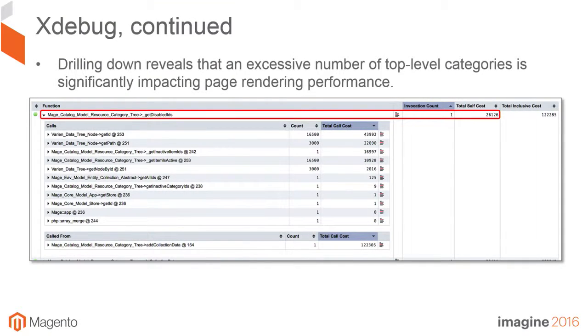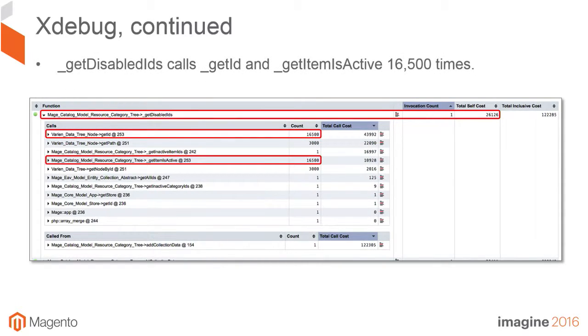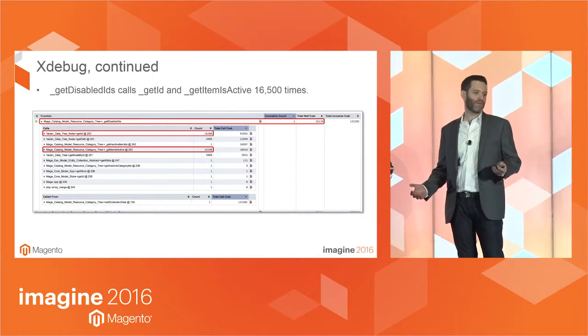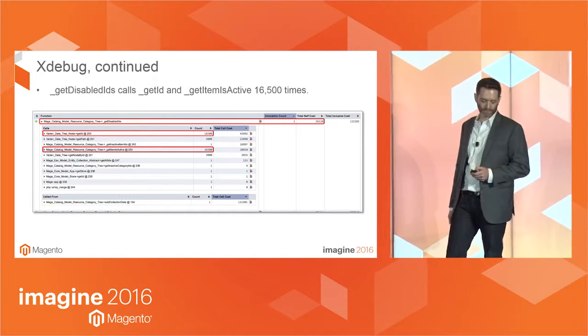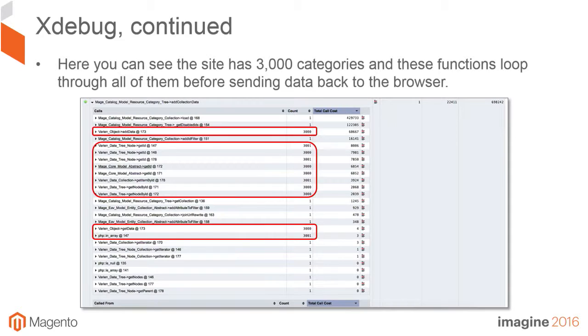So let's drill down into some of this information. By drilling down, you can see all of the functions that call and are called by getDisabledIds. We see that the code here is looping through 16,500 categories and subcategories in order for it to figure out what belongs on the homepage navbar. And that's what's causing this 26-second delay in loading the homepage, because it's trying to figure out what to put on the navbar.